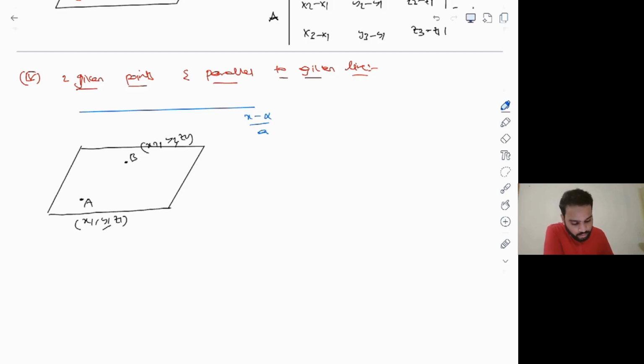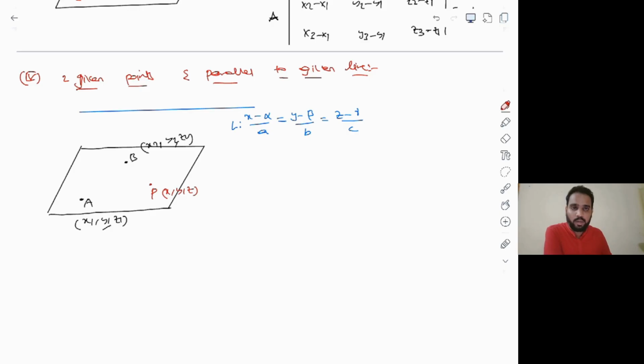Now let us take the line equation also: x minus alpha divided by a is equal to y minus beta divided by b is equal to z minus gamma divided by c. Let's take this as some line L here. Now once again, what's our trick always? To write down the equation of a plane, first thing is assume the locus point on the plane. So take the point P here. The usual locus point is x comma y comma z.